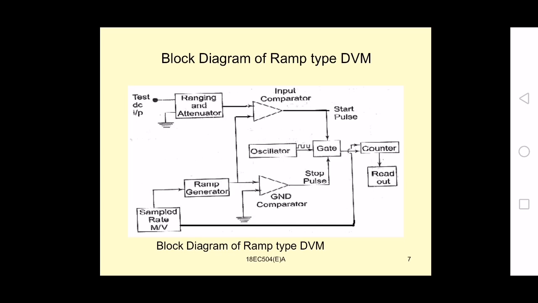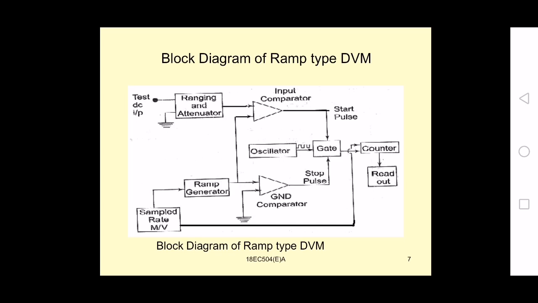So you can draw the diagram, and the different parts are, first, the ranging attenuator. It is for selecting different ranges and attenuation of the input signal. Then you have the sample rate multivibrator, which will generate the ramp signal whenever the measurement has to take place. After measurement, the sample rate multivibrator resets, so that there is no ramp signal on the ramp generator. If you go for another measurement, it will again generate one more ramp signal, which is again applied to the ramp generator.